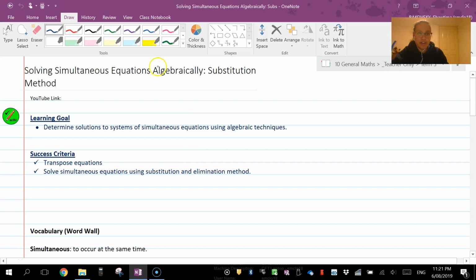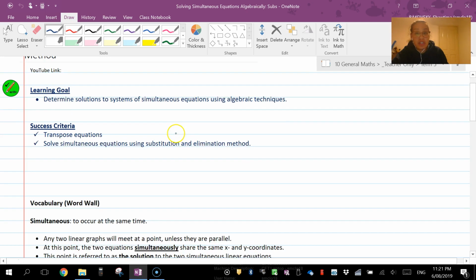All right, so here we go. The meat of simultaneous equations. We're going to solve by substitution. The other method is elimination, so that'll be another video. Okay, so there's two techniques. We're going to look at some substitution.